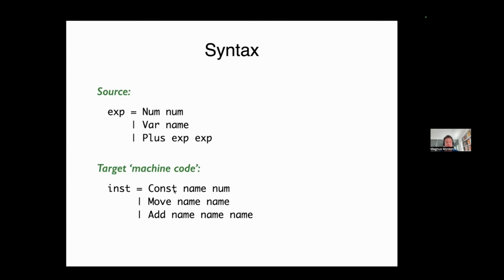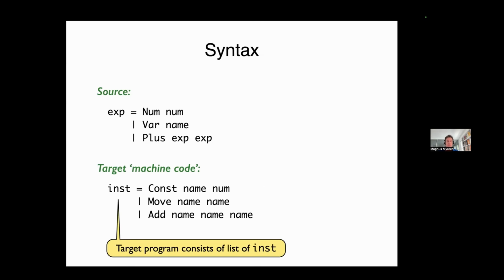You can move a constant into a named register, or you can move the value of a named register into another one, or you can add two named registers and store their result in another one. And you should understand a target program as a list of instructions.